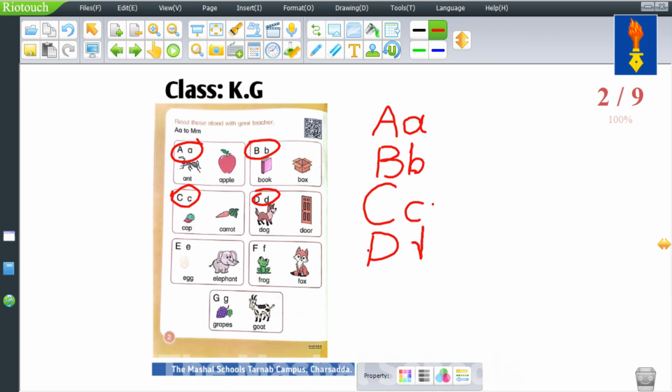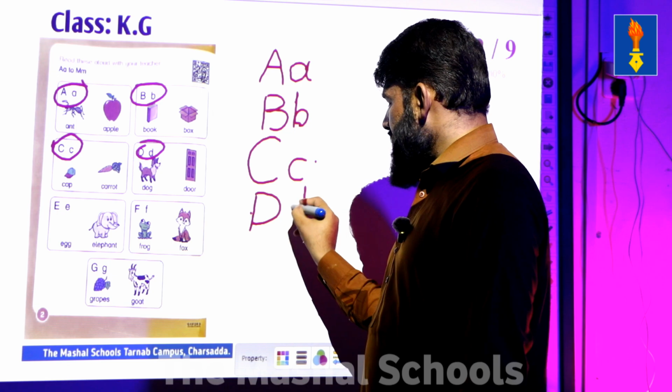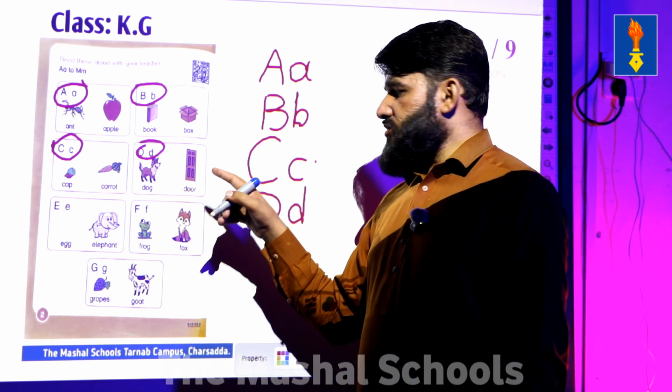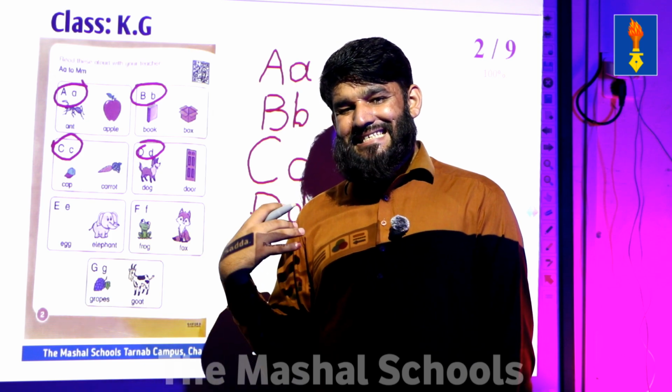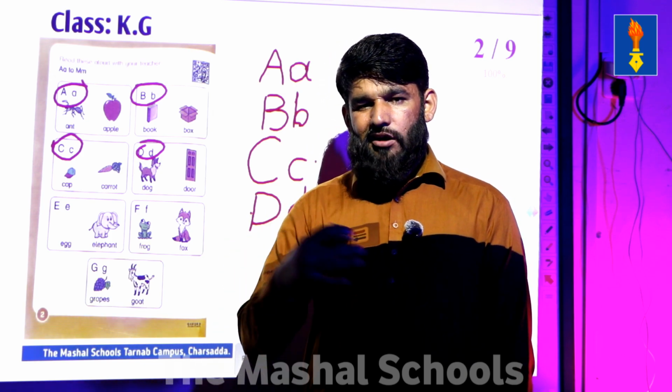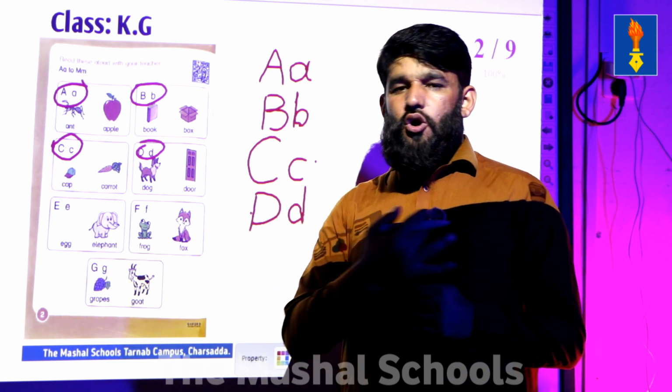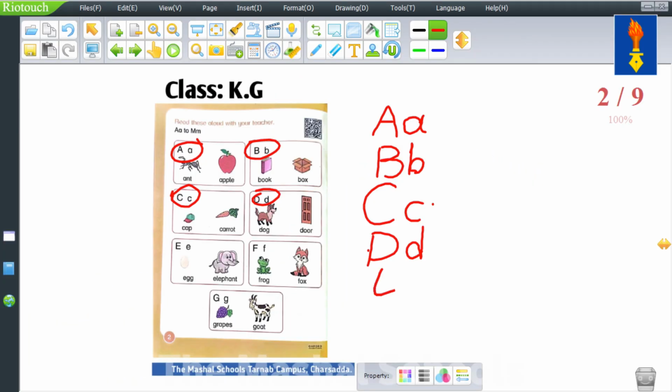K-A-R-A-T, carrot. Now we have the letter D. Talking about D, this is the uppercase letter D, and this is the lowercase letter D. What starts with letter D? Dog. D-O-G. Dog. We have door. D-O-R. Door.